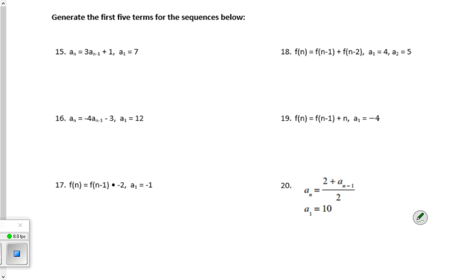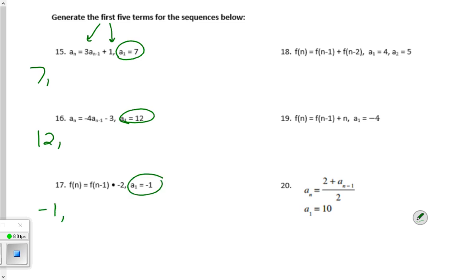So the rest of this is really just practice, but I will say we've got some weird problems here that I kind of want to point out. If you look at number 15, it says a sub n is equal to 3 times a sub n minus 1 plus 1. So you'll notice that there's 2 things happening here. We've got the 3 and the 1. Well, regardless of that, they've told me that a sub 1 is 7. So I know I can start with that, just like you can with literally every single problem. Remember, they have to give you a starting point.